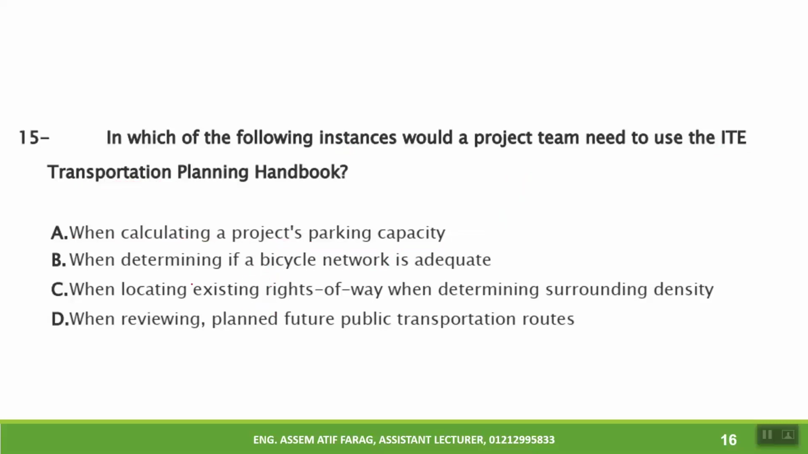To understand the rest of the options: when determining if a bicycle network is adequate, wrong. When locating existing rights of way, when determining surrounding density, wrong. When reviewing planned future public transportation routes is also wrong. Then the right option is when calculating a project's parking capacity.